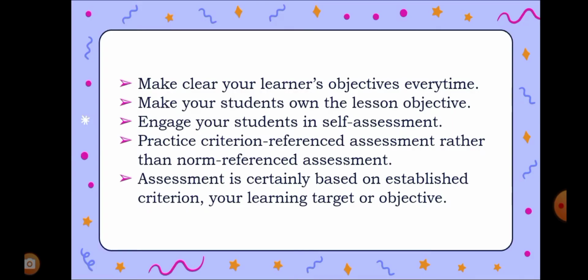So, the first one is make clear your learners' objectives every time. Second, make your students own the lesson objective. The third, engage your students in self-assessment. Fourth, practice criterion reference assessment rather than norm reference assessment. And the last one is assessment is certainly based on established criterion, your learning target or objective.